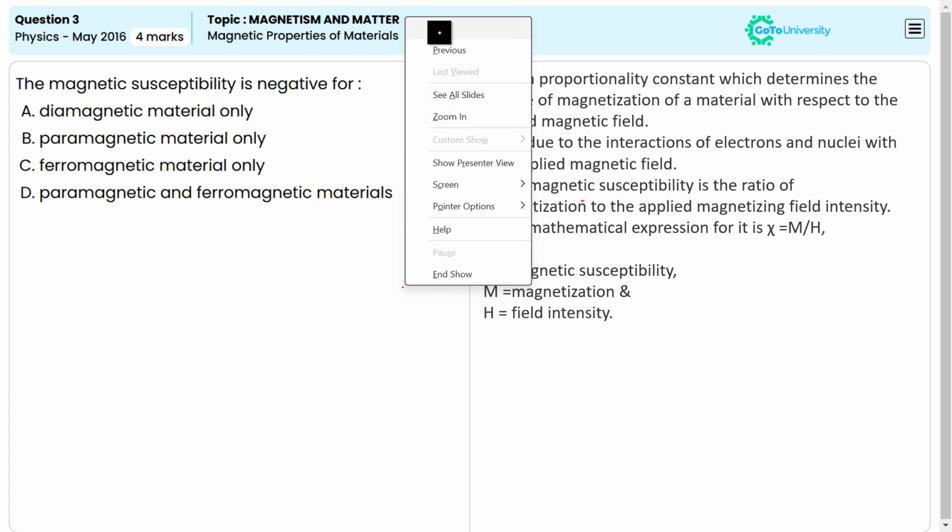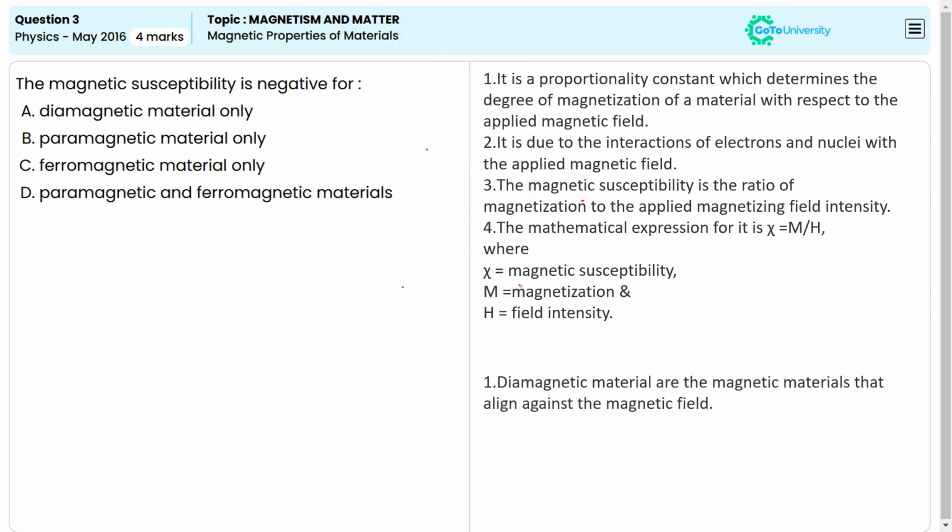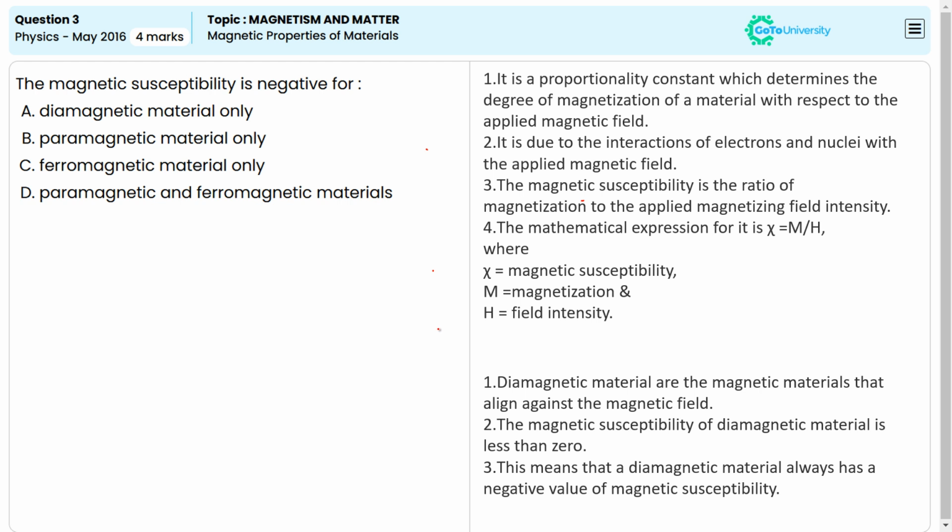By observing all these things, we can say diamagnetic materials are the magnetic materials that align against the magnetic field. The magnetic susceptibility of a diamagnetic material is less than 0. This means a diamagnetic material always has a negative value of magnetic susceptibility. Then we can say the answer is diamagnetic material. Option A is our right answer.